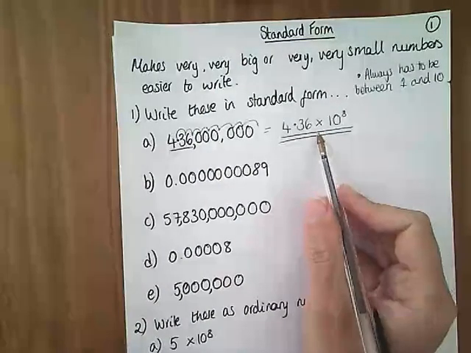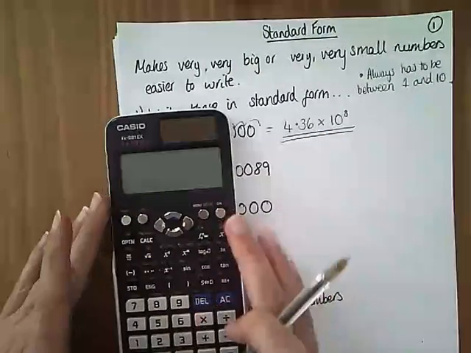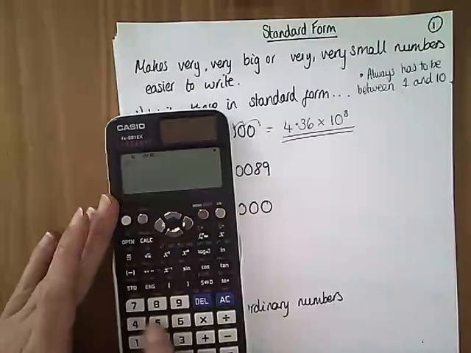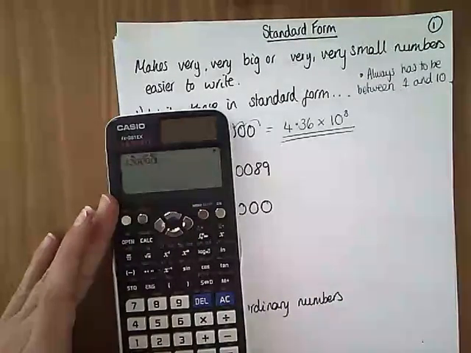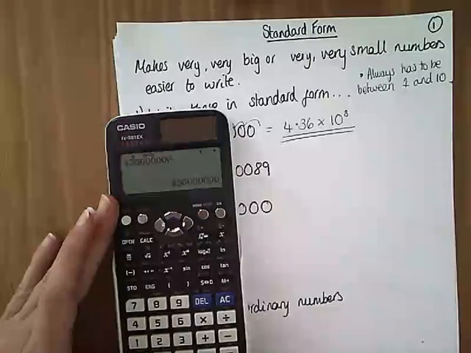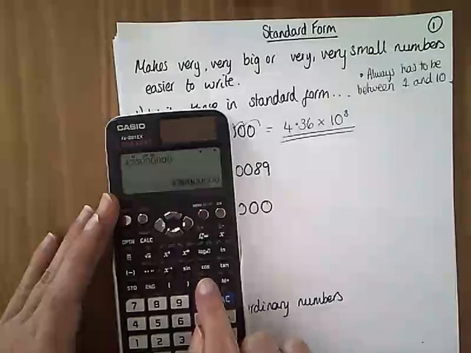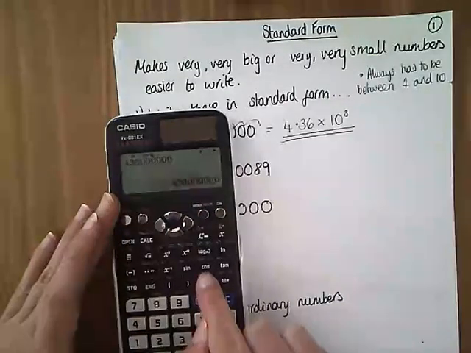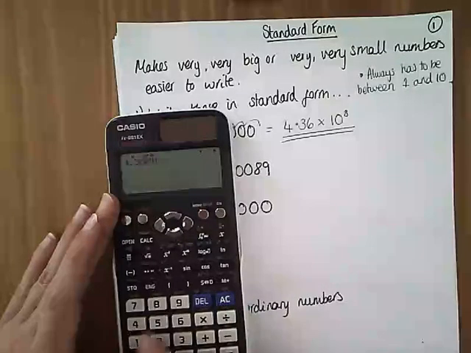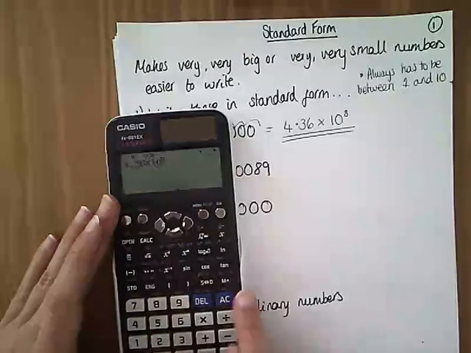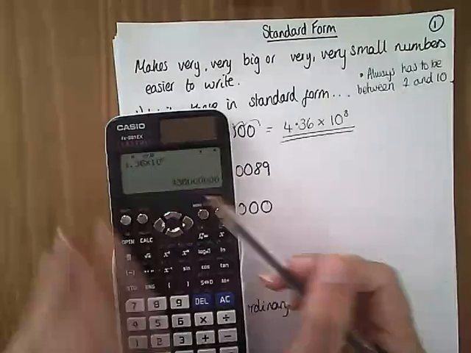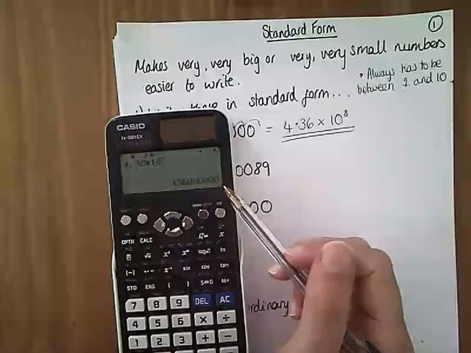If you have your calculator, hopefully this will work, and you write 436 million in your calculator, it did not work. It sometimes gives it to you in standard form. But equally, if we did it the other way around, if we wrote 4.36 times 10 to the power of 8, it would come up with 436 million.